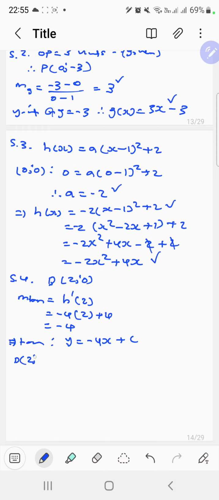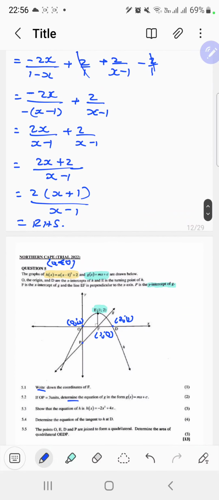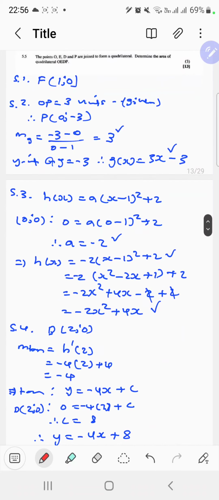Say through point D, which is (2; 0). Remember, it's still an important point. 0 is minus 4 into 2 plus c. Therefore, our c is, this is minus 8, it becomes 8. Therefore, y is equal to minus 4x plus 8. Does it make sense? Of course it does, because if we draw a tangent line here, it will have a negative gradient, and it will cut the positive y-axis, so it makes a whole lot of sense.